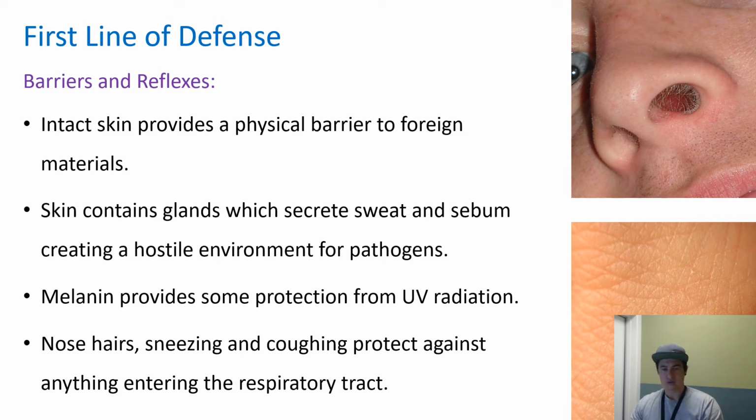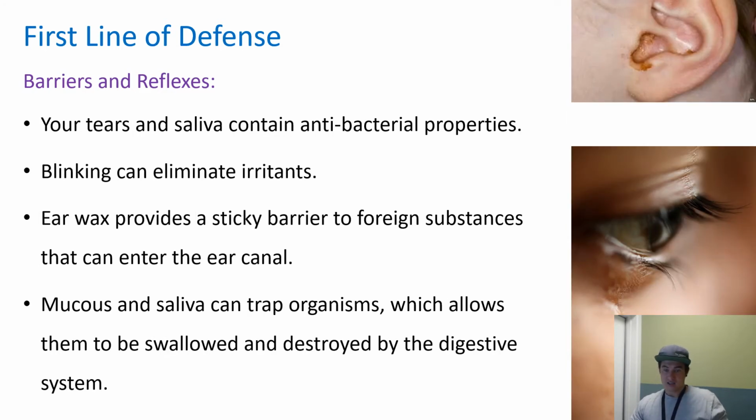Hairs in your nose, sneezing, coughing, protect against things that we're trying to inhale through our respiratory tract. Everyone's experienced having dust in their nose and sneezing. It's all to try and keep things out. Tears, so tears are related to emotion, but also if something is in your eye, your eyes will start to well up or cry, and it's to keep it out. Saliva contains antibacterial properties, so things that we eat are broken down by your saliva. Blinking can help get rid of irritants. Earwax provides a sticky barrier from substances trying to get into your ear canal.